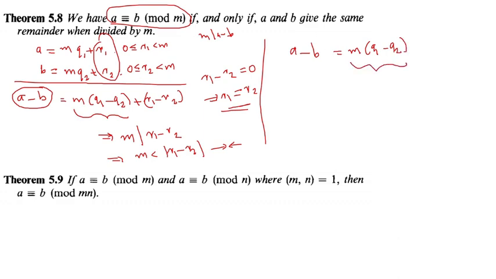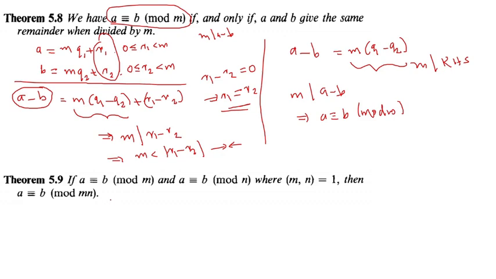Here the right hand side is divided by M. M divides the right hand side. Therefore, the right hand side is equal to the left hand side. Therefore, M must divide A minus B. That implies A is congruent to B modulo M.